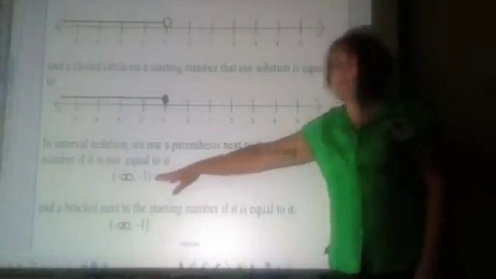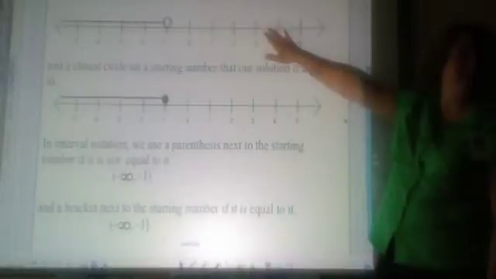In interval notation, you use parentheses and brackets. Parentheses go next to a number if it is not equal to the number. So a parenthesis is the same thing as an open circle. A bracket is the same thing as a closed circle. So when we see this notation, we should be able to visually see this graph.